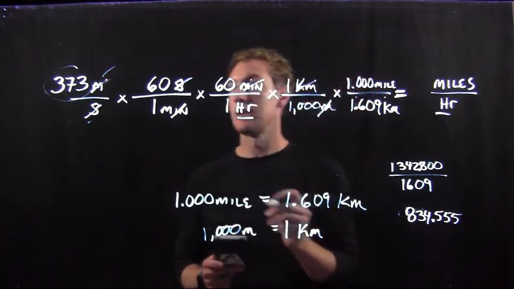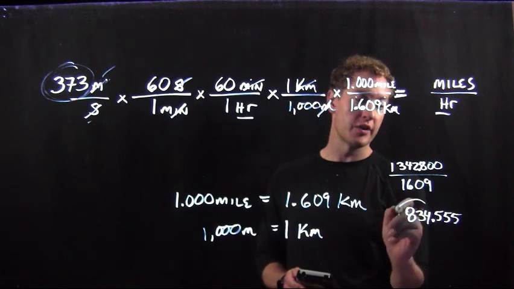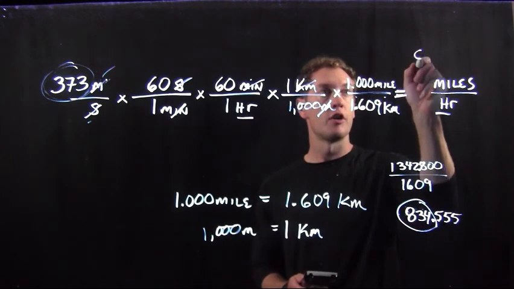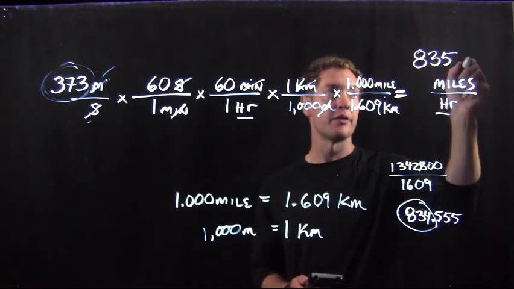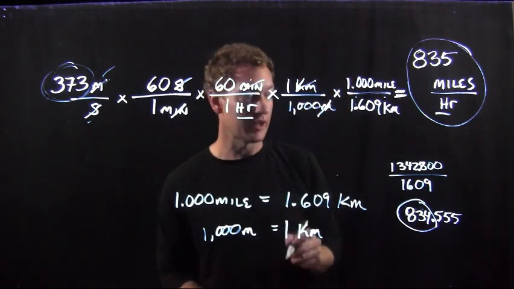834.555. Started with 3 sig figs, need to end with 3 sig figs. 834.5 rounds that up. Our reported answer would be 835 miles per hour. Glad I caught that little mistake.